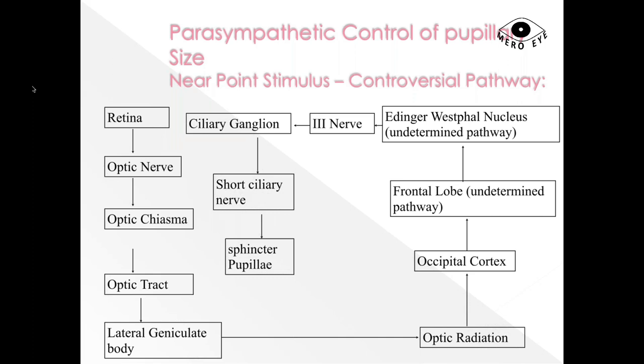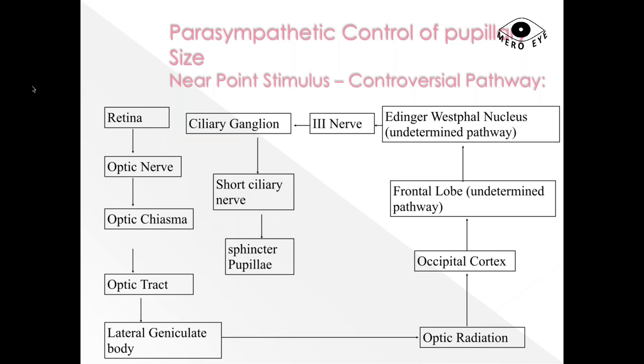So let's once again briefly discuss the parasympathetic control of the near stimulus. It goes from the retina to the optic nerve, to the optic chiasma, to the optic tract. And unlike the pupillary pathway of the direct and consensual reflex, it does not go to the pretectal nucleus. It goes to the lateral geniculate body, and from the lateral geniculate body to the optic radiation and the occipital cortex.